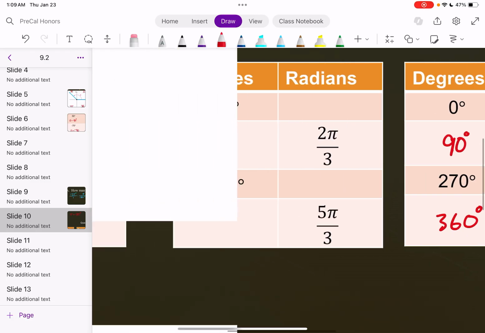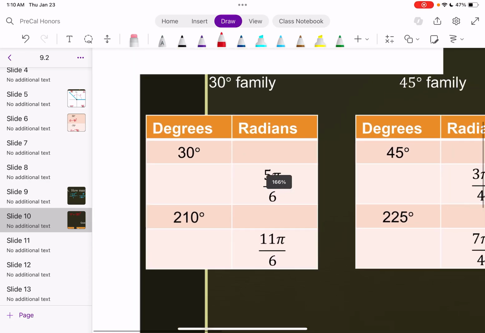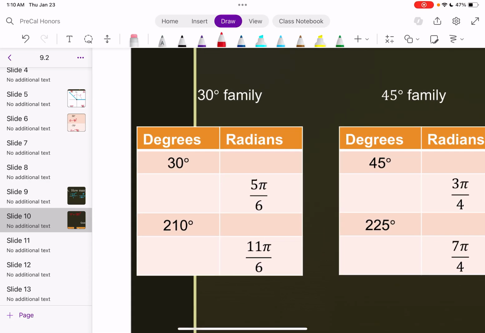Let's go ahead and look at our 30 family. Now, with a 30 family, we can always see that every single one of the radians is divided by 6. One of the easiest ways to understand this is that if we have a number like 180 and we divide it by 6, it would give us the degree of the family. So in this case, our 30 family would have a denominator of 6.